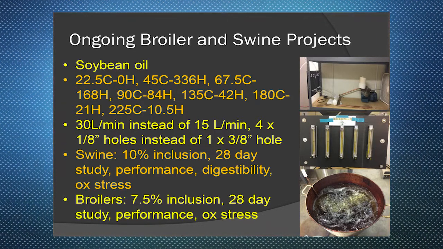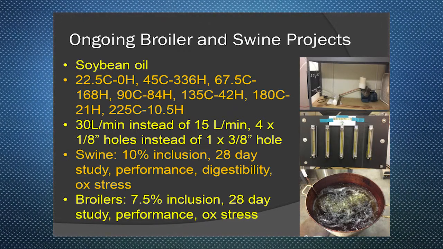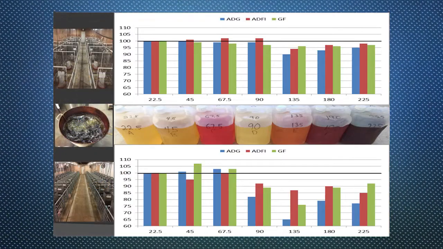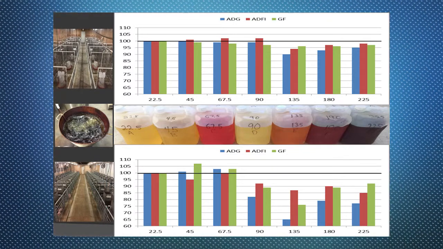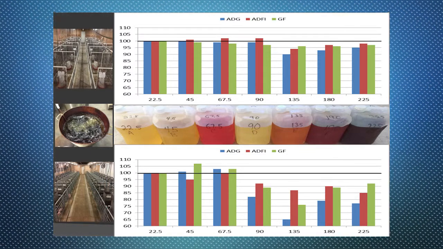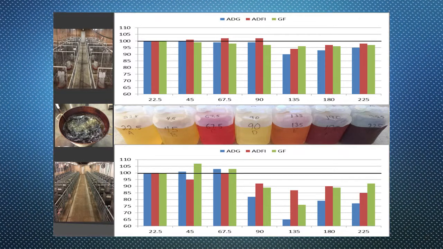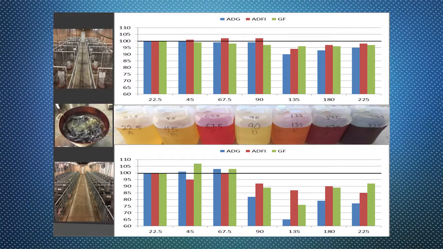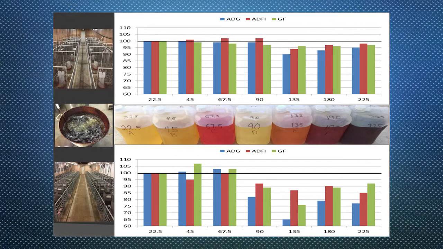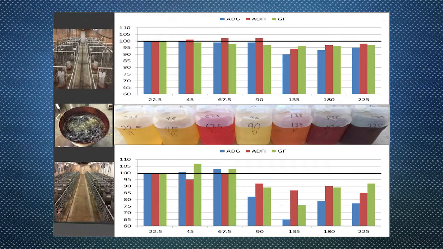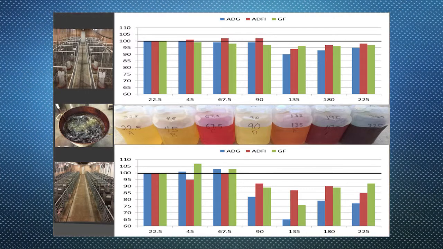Typical Kerr study, 10% inclusion, broilers with 7.5. This is the preliminary data on that. It's always fun to look at colors. Here's your temperatures. You can see the temperatures. The 67.5 was just a pretty color, by the way. And then this was pretty black as coal.